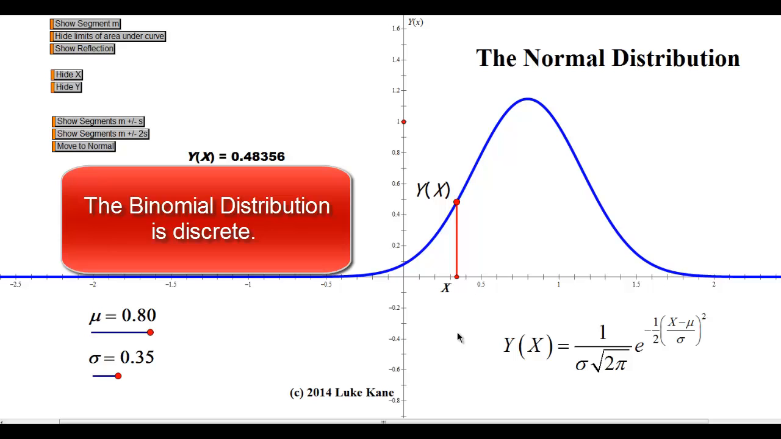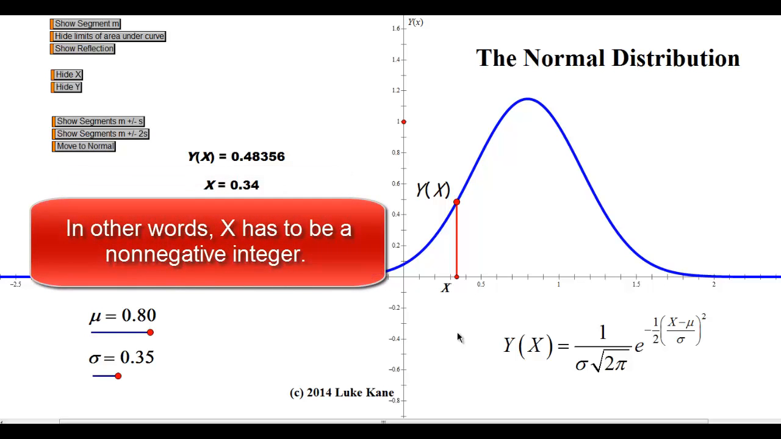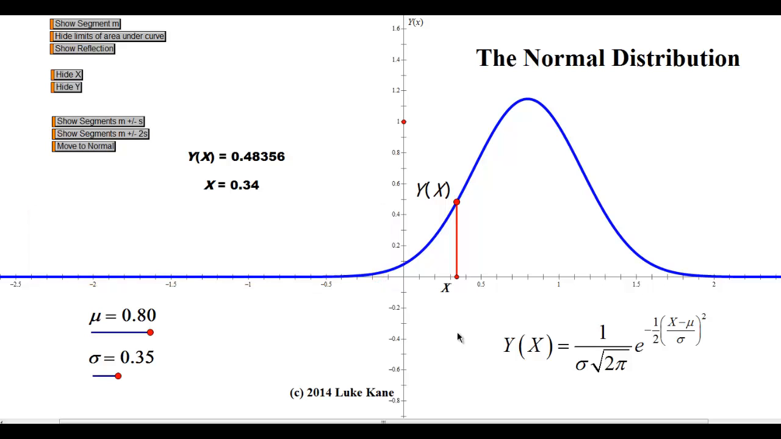Let's compare that to the discrete distribution that we studied earlier, the binomial distribution. Remember there, x was the number of successes in a given number of trials. X had to be an integer, and it had to be a positive integer or at least 0, because it didn't make sense to talk about negative losses. And it certainly doesn't make sense to talk about 3.5 losses.